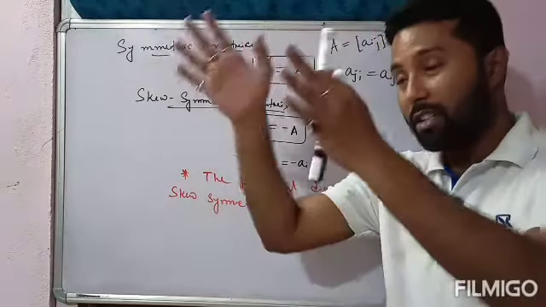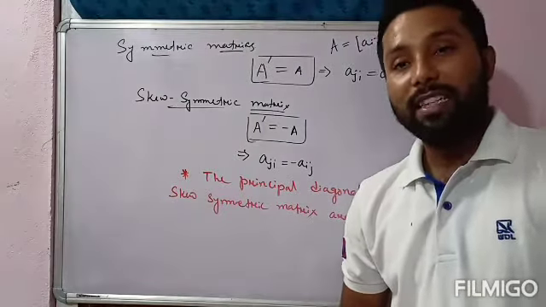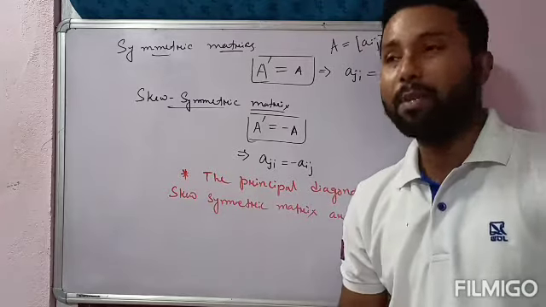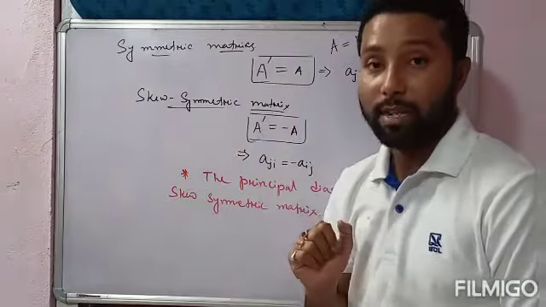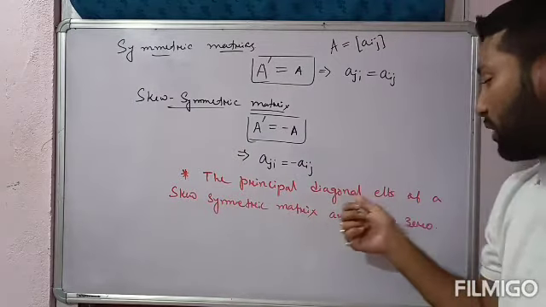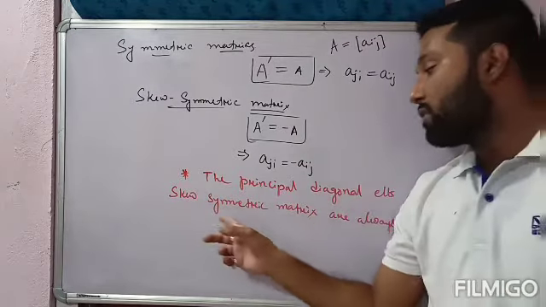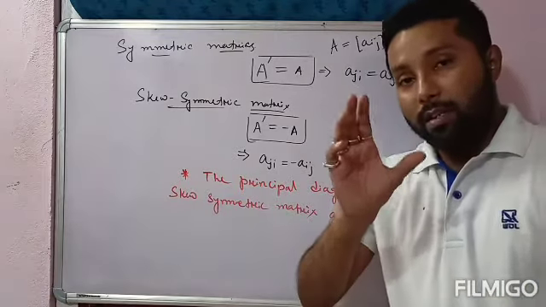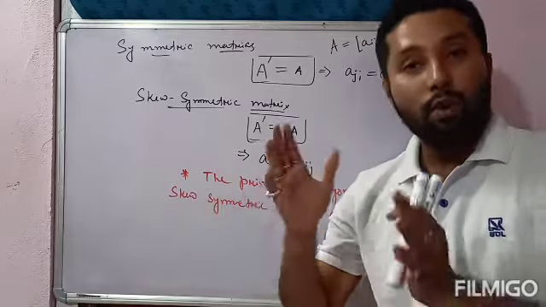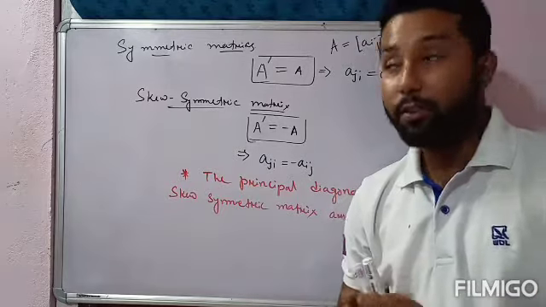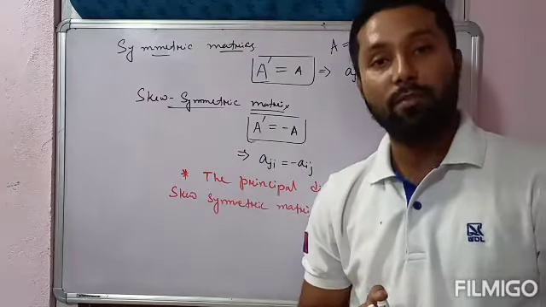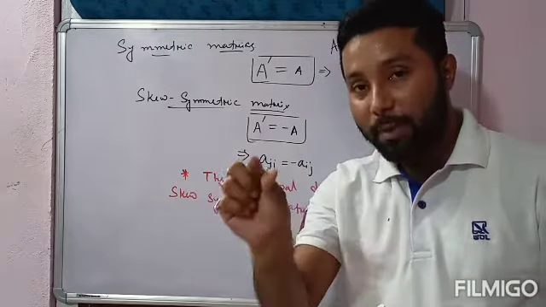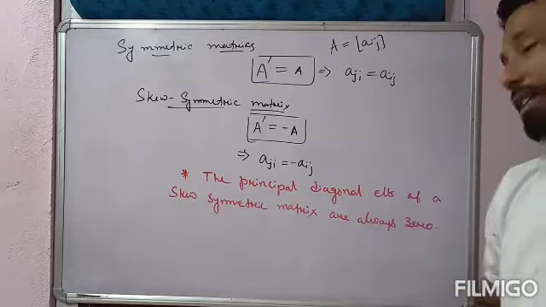I have given the definitions of types of matrices. In that types of matrices only, I have explained what you mean by principal diagonal. Principal diagonal means the main diagonal elements. Okay, the principal diagonal elements of a skew symmetric matrix are always zero. Whether skew symmetric or symmetric, the matrix must always be a square matrix, which means equal numbers of rows and columns. Yes, and the principal diagonal elements, meaning the main diagonal elements, of a skew symmetric matrix are always zero.